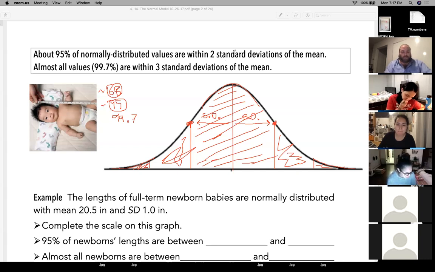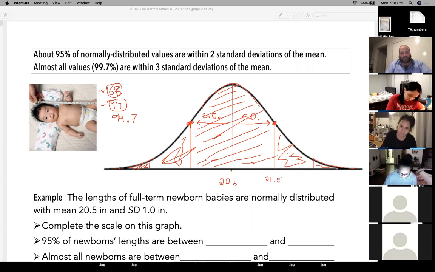So let's see an example. The lengths of full-term newborn babies are normally distributed with a mean of 20.5 inches and a standard deviation of 1 inch. So that means what number is right here? What X value is at the mean? 20.5, right? That's the mean. And if I go 1 deviation out to here, what number is that? 1 more inch than that, so 21.5.